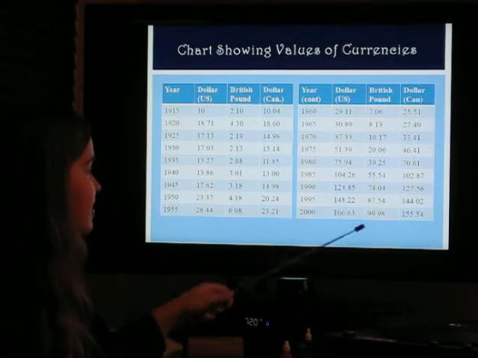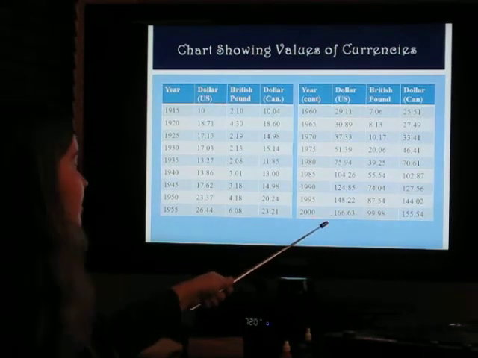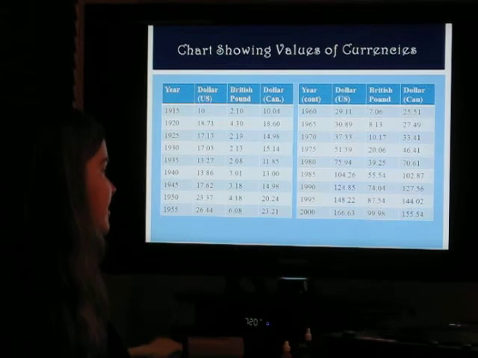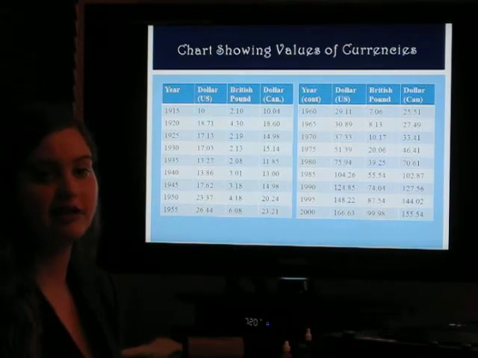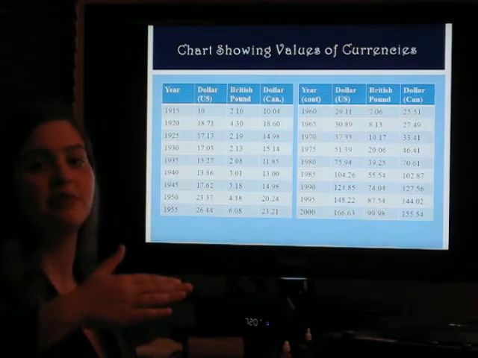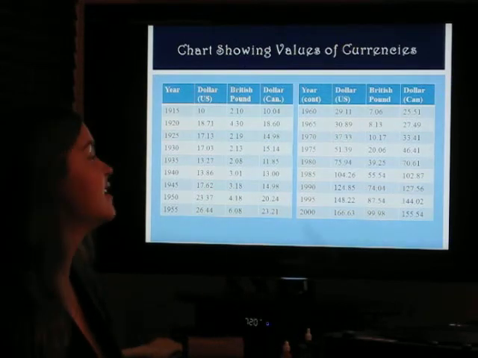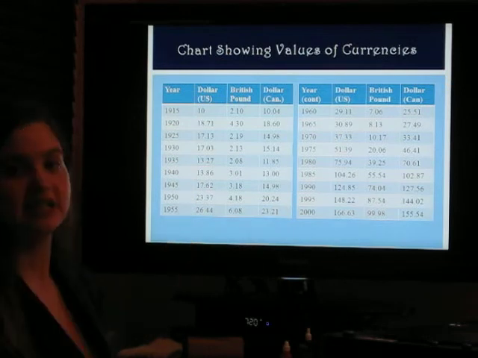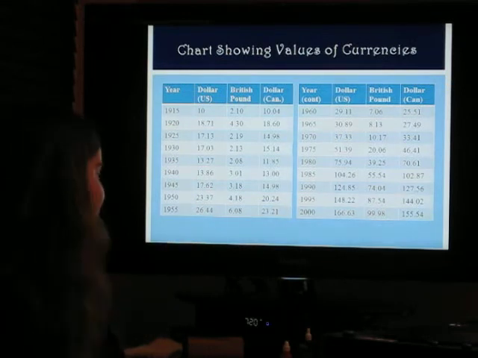So when a number is large, the largest number on here, $166.63 in 2000, actually means that the dollar is worth less because it takes more dollars to equal the value that $10 had in 1915.